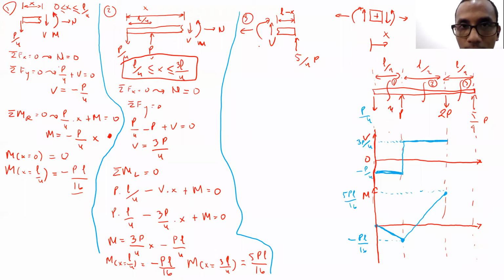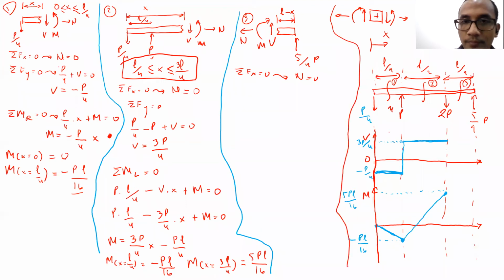Okay, we have V, we have N, and we have M. Using the same sigma Fx equal to 0, what we will have is N equal to 0. Then using sigma Fy equal to 0, we can find V equal to minus 5 over 4 P.